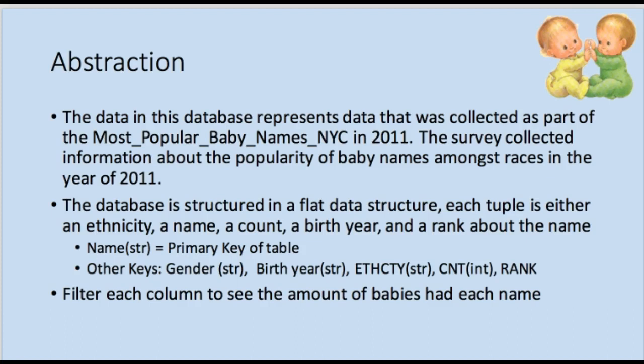The survey collected information about the popularity of baby names amongst races and genders in this year, and the database is structured in a flat database structure. Each tuple is an ethnicity, a name, a count, a birth year, and a rank for the name. All of these were unable to be broken down, and they were very difficult to use because most of them were strings, and they were difficult to arrange. So I did my best on these.